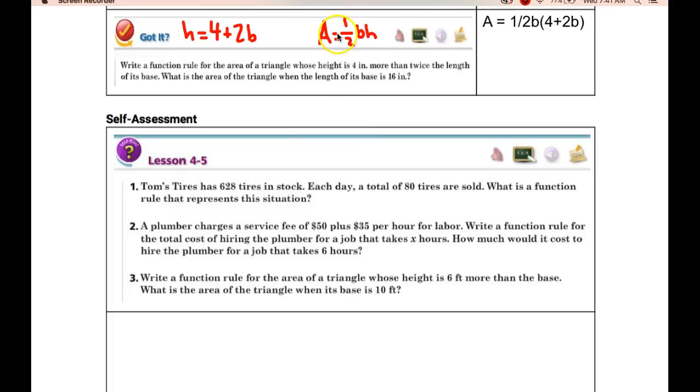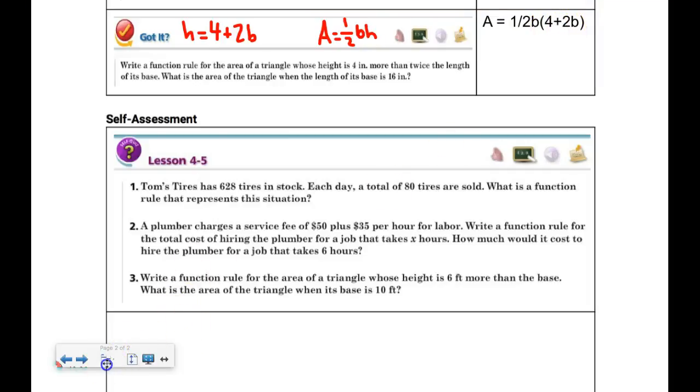Alright, so we're talking about a triangle. So area is 1/2 base times height. It mentions that the height is 4 more than twice the length. So height equals 4 more than twice the length, in other words, the base. Oh, it does say twice the length of the base. So 4 plus 2b, or 2b plus 4. So this value then would get substituted in for the h value, which is shown over here. A equals 1/2 b times the quantity 4 plus 2b.